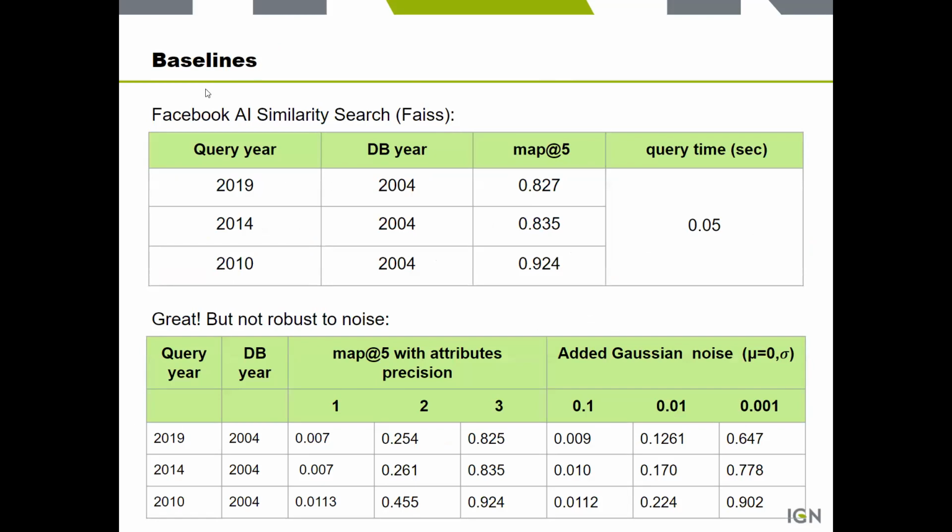And first of all, the baseline. Before proposing a new method, we decided to use Facebook's similarity search baseline in order to retrieve the graphs across the dates, and we got quite good results, as you can see. The accuracy decreases when the gap between the query and the database dates increases, which is logical.